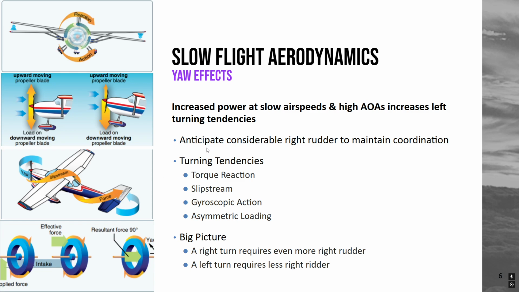So anticipate considerable right rudder to maintain coordination when we're in slow flight. We're almost like stepping on the right rudder really hard throughout the entire maneuver. So big picture, a right turn requires even more right rudder because we're working against left turning tendencies and adverse yaw when we're in a right turn. In a left turn, our adverse yaw will kind of counter some of those left turning tendencies. So it'll require less right rudder.